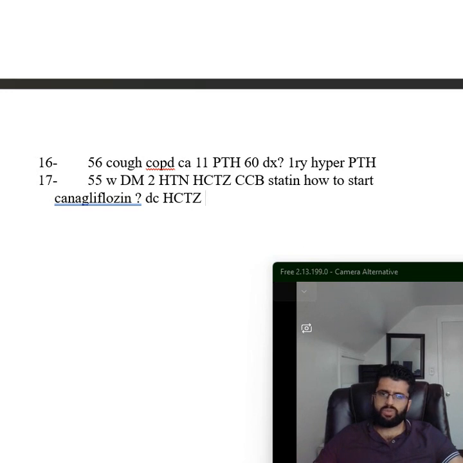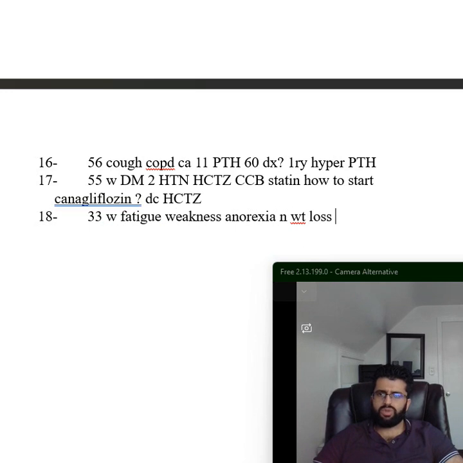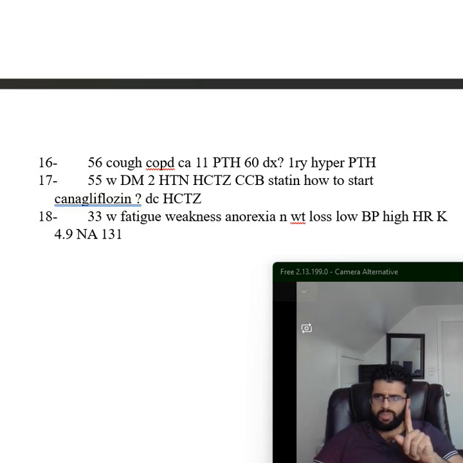that is the issue. Now another interesting, very high yield case. You see a 33-year-old woman who came in with fatigue, weakness, anorexia, nausea, weight loss. Okay. Low blood pressure, high heart rate. Okay, that's, you know, you start to get worried. You check potassium, it's 4.9. Okay, potassium is high. Sodium is 131. Low sodium, high potassium. Okay, creatinine is like 1.4. There's some dehydration. What's going on in here?